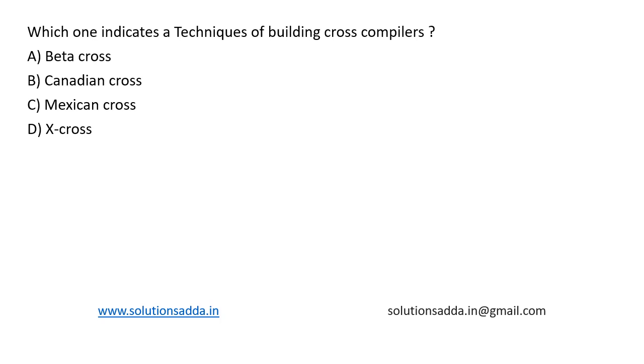Now, Canadian cross is a technique for building cross compilers for other machines where the original machine is much slower or less convenient than the target. So the correct option is option B, Canadian cross.